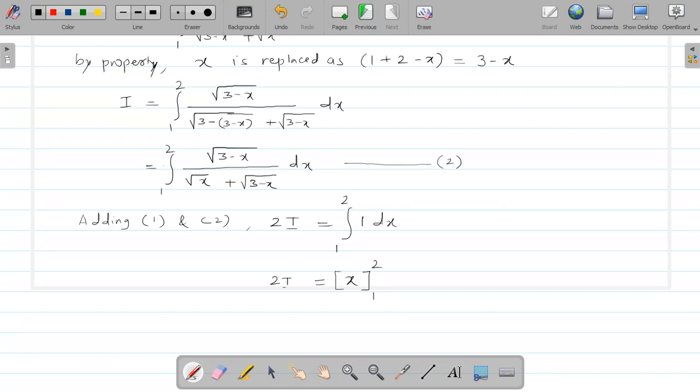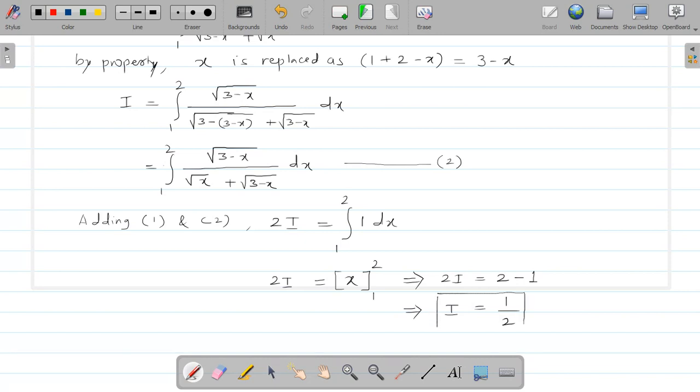So 2I is equal to integration of 1 is x, and we have to put the limits. So we get 2I is equal to, put the upper limit 2 minus lower limit 1, and after solving this you will get I is equal to, here 2 minus 1 is 1, so 1 upon 2. So the answer is I is equal to 1 upon 2.